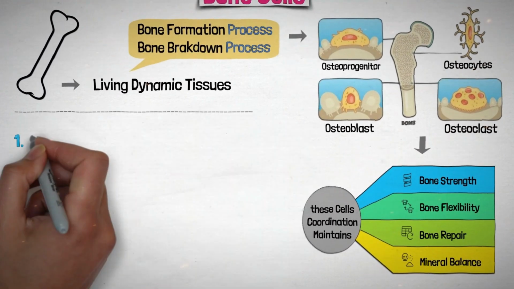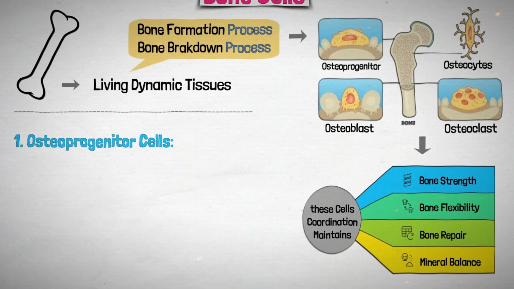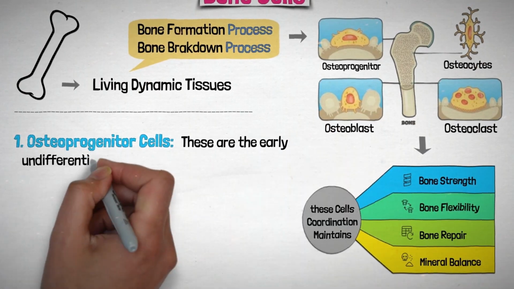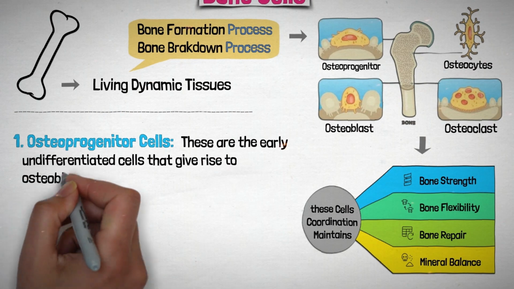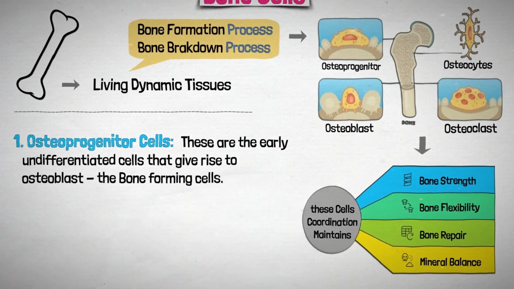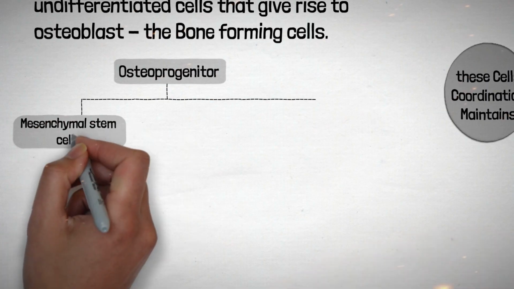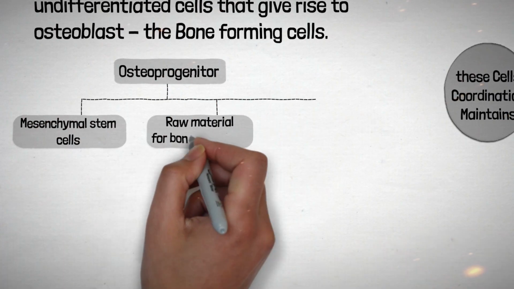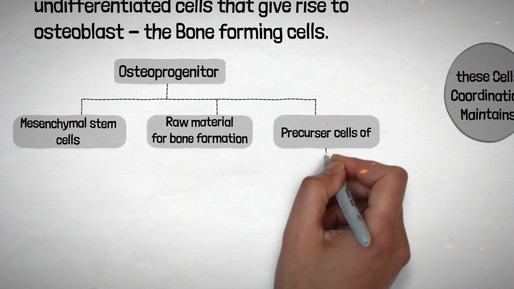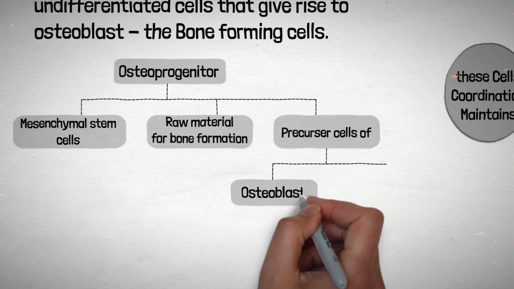Let's start by talking about osteoprogenitor cells. These are the early undifferentiated cells that give rise to osteoblasts, the bone-forming cells. Osteoprogenitor cells are derived from mesenchymal stem cells and are considered the raw material for bone formation. These are immature precursor cells which later differentiate into either osteoblasts or chondroblasts.